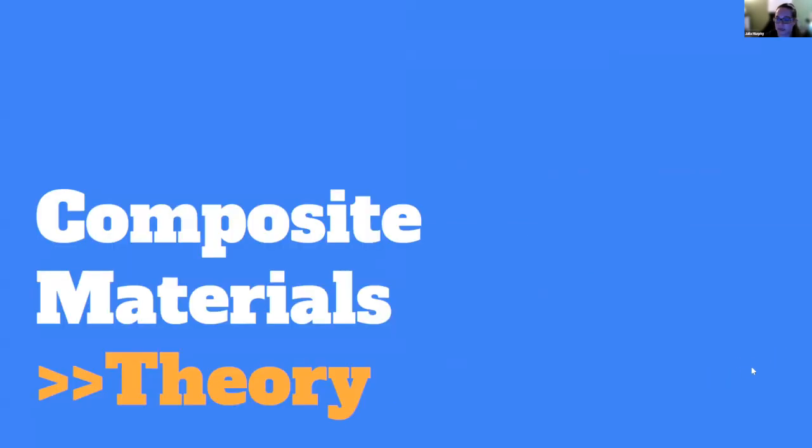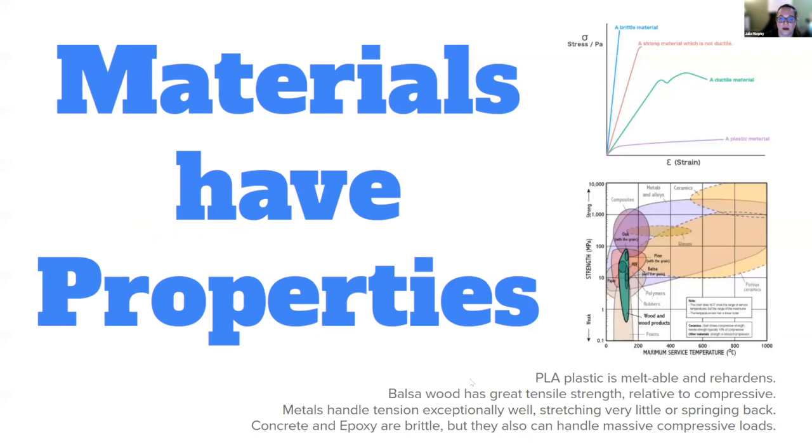So we're going to start with the theory. Materials have properties, stated on the slide. This is the graph slide that I'm going to talk about. It's one of the cool things about the science of materials that you can really nerd out hard. There are entire schools of material science. You can get degrees in it.